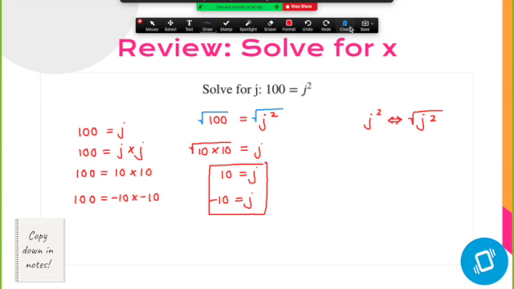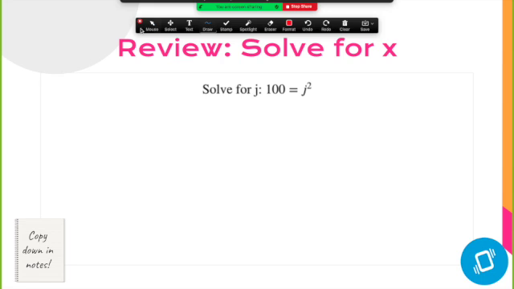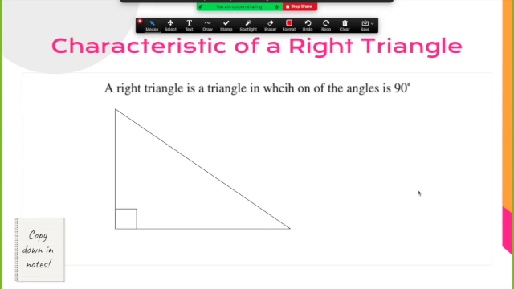All right, let me clear this and let's continue on to the new content for today. So again, today we're going to be looking at the Pythagorean Theorem. But before we even go through the Pythagorean Theorem, we need to know the characteristics of a right triangle. So a right triangle is a triangle in which one of the angles is 90 degrees. In this case, we have this symbol right here that tells us that we do have a 90-degree angle.